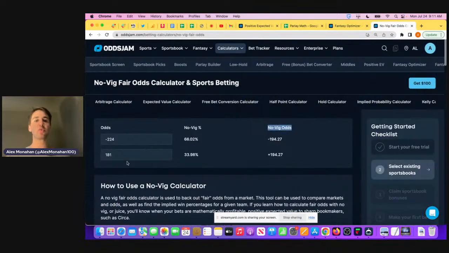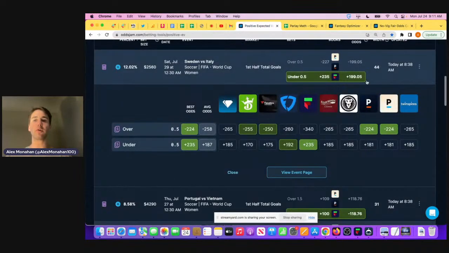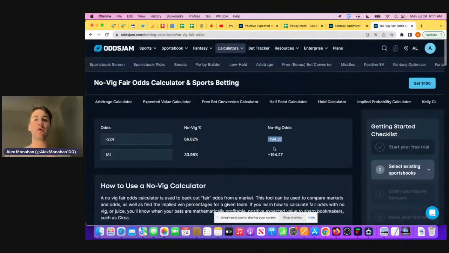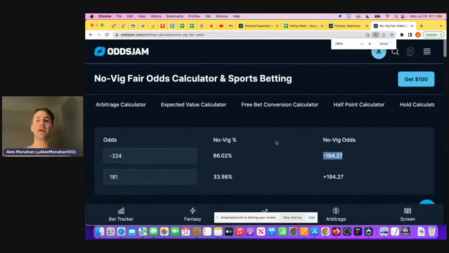So you're going to see, once we remove the vig, the over half of a first half total goal, the favored outcome, would be minus 194.27 odds right here. That's the no-vig odds, minus 194.27. The under is plus 194.27.